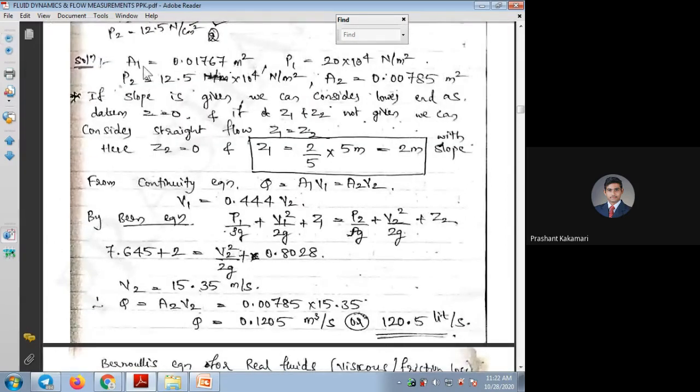Okay, now A1 is also visible, V2 is also visible, and the V1 equation is also visible. You can find A1 V1, or you can find A2 into V2, and find both results. Both should be the same.